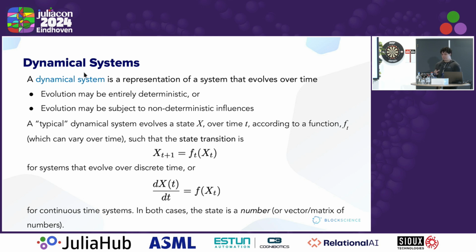A typical, quote-unquote, dynamical system evolves a state x over time t according to a certain function, and that function can vary over time. So either the attributes of that state or the function that actually evolves the system can vary over time, can be random. So the state transition of that system would be a function of the previous steps, of the previous state. So that's how the time evolution of a system would occur. And it can be continuous or discrete. So that's the very brief overview of the regular dynamical systems as we learn in universities.